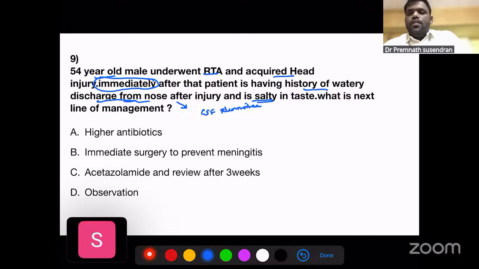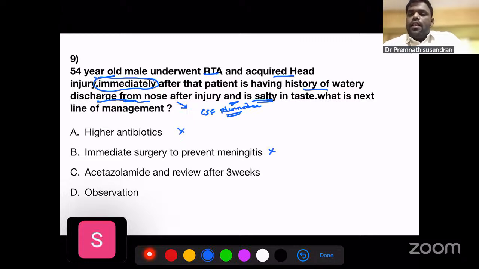And what we have to do immediately? That is the answer. Okay. You have to go for higher antibiotics? No. No need for higher antibiotics immediately. Okay. And immediate surgery to prevent the meningitis? No. That is also not needed. We could not go for the very high surgery to prevent it from meningitis.